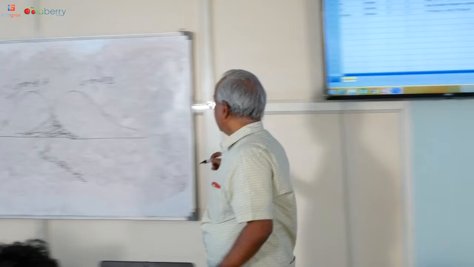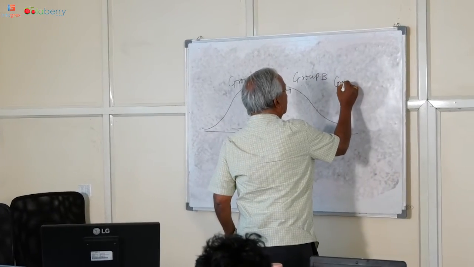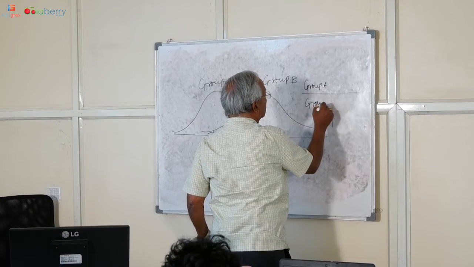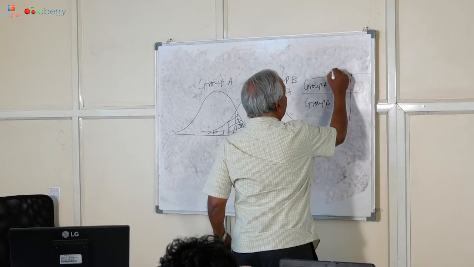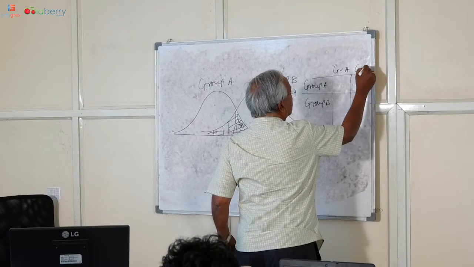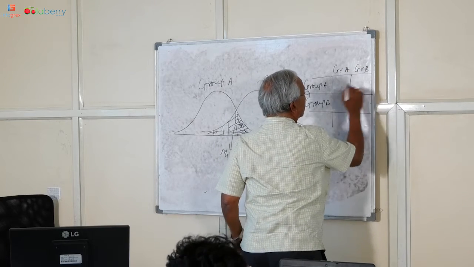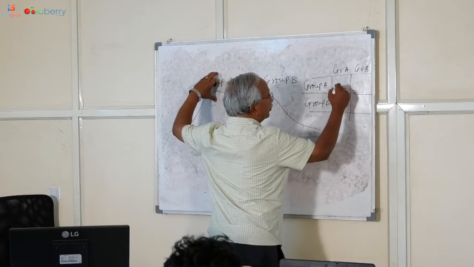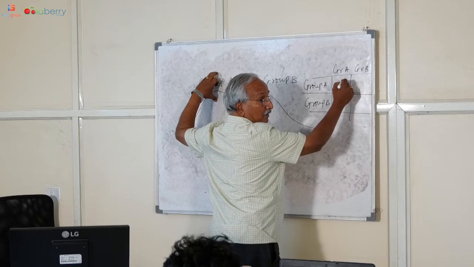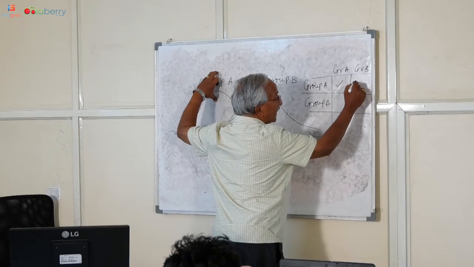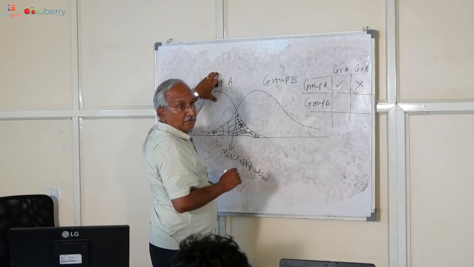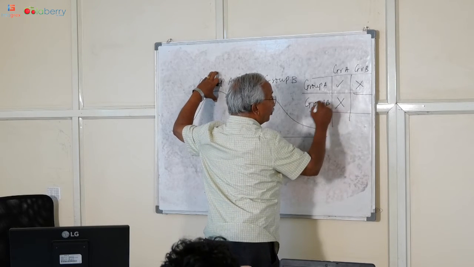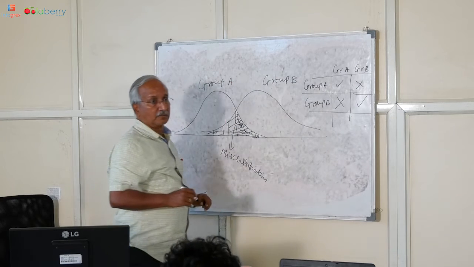So what I am saying is this. Suppose I say group A and group B, right? And then this is group A and this is group B. So I know that this is group A. So group A to group A, this is my correct classification, right? And group A to group B, this is my wrong classification. Group B to group A, this is also my wrong classification. Group B to group B, this is my correct classification.